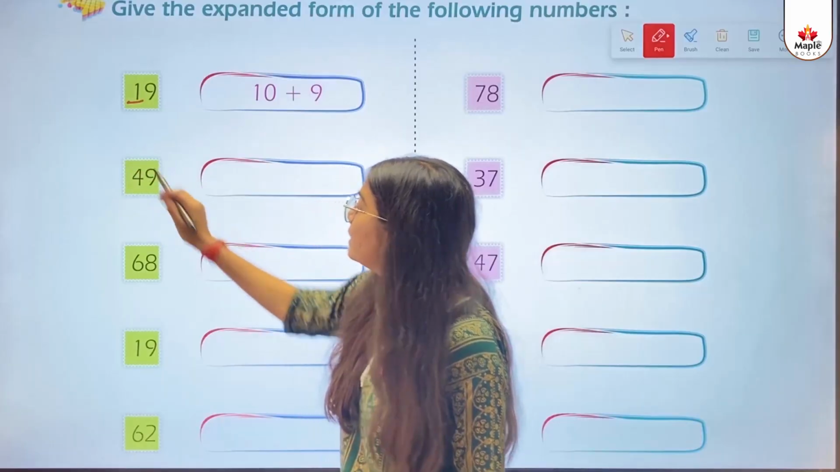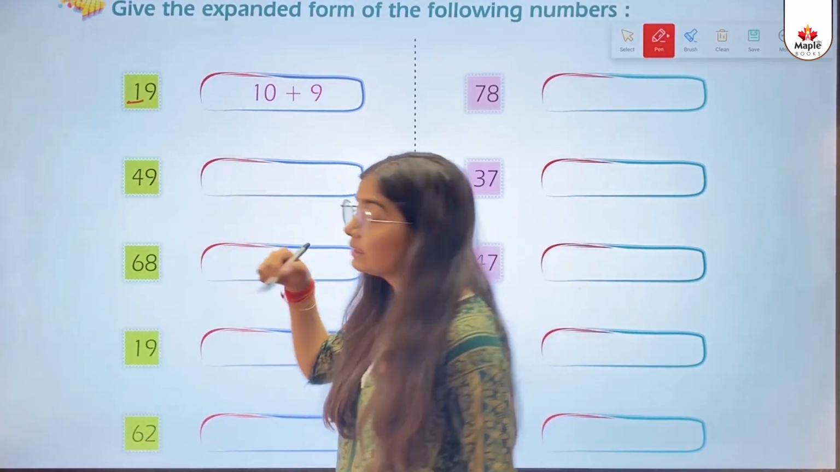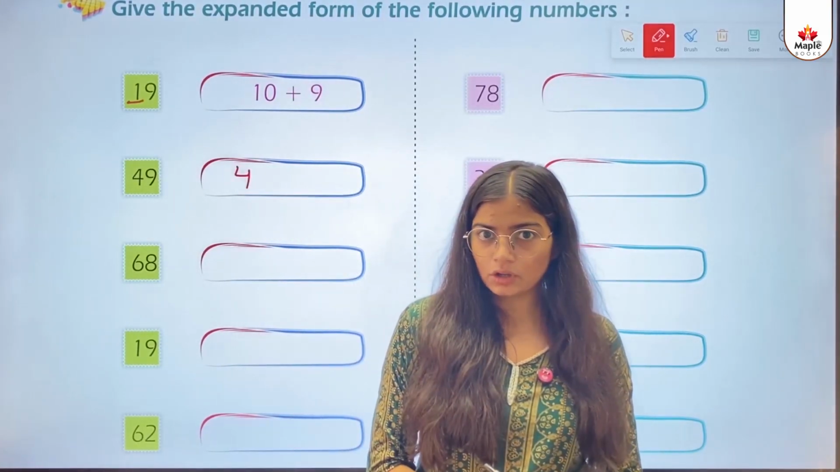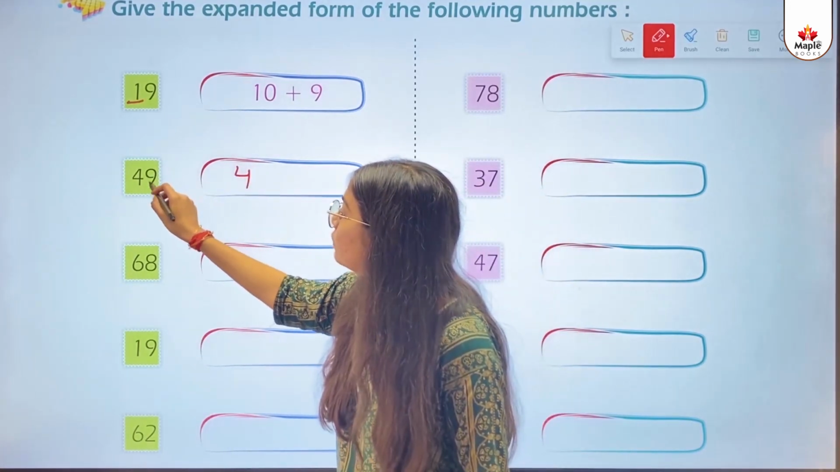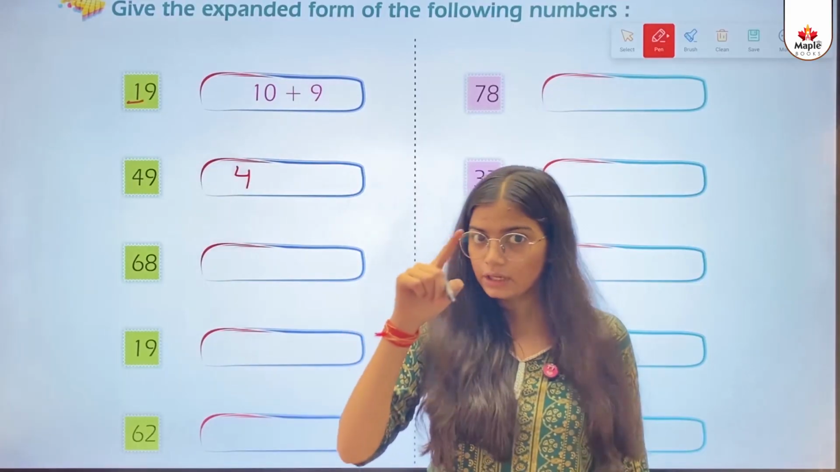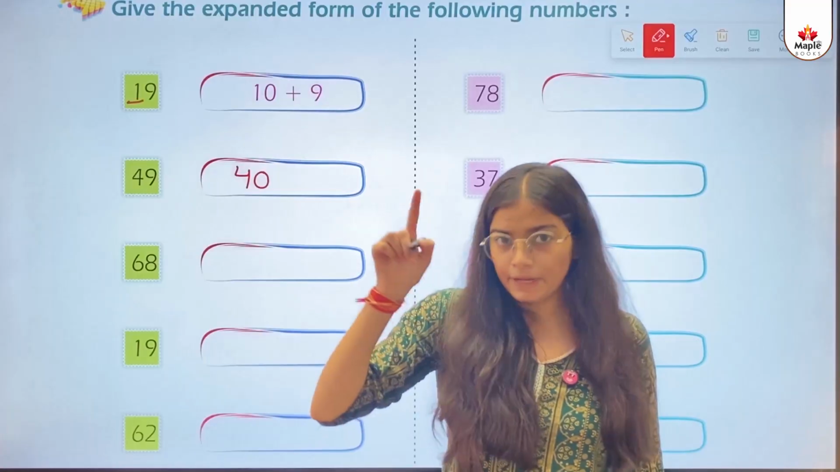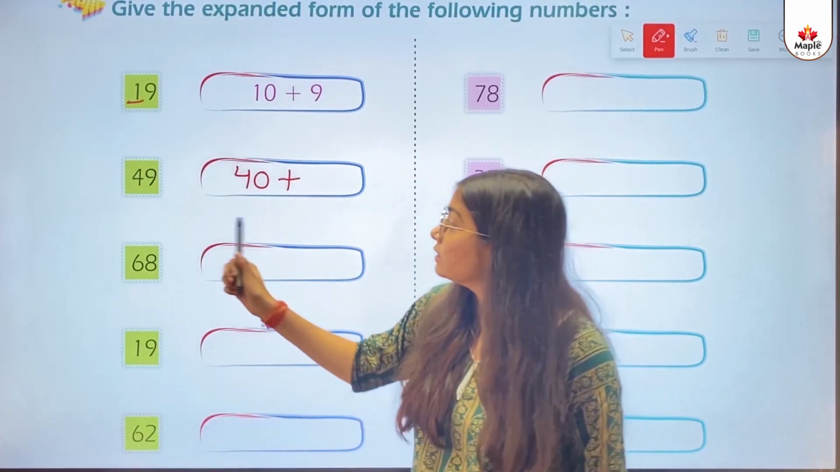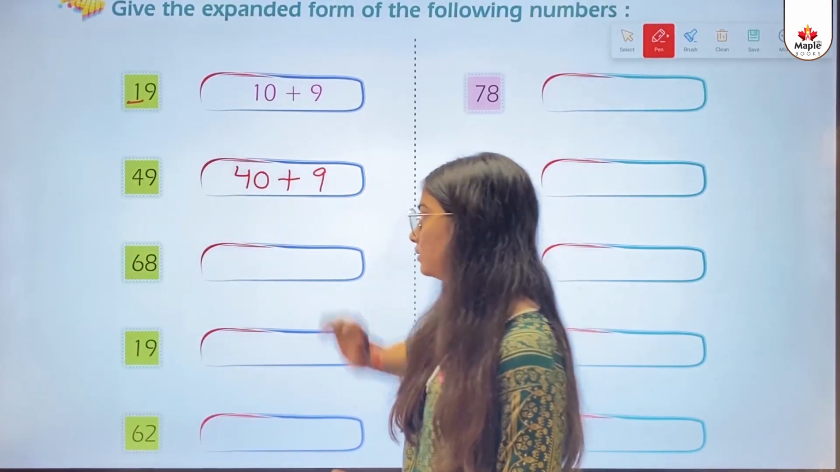So what is written here? 49. First we will write 4 as it is on the tens place. Remember this as it is on the tens. So we will write 4 here. Then we will add 0 because 10 has 0. So we will write 0 here. Then we will add plus. Then what do we write? What is on the ones place? That is 9. So we will write 9 here.